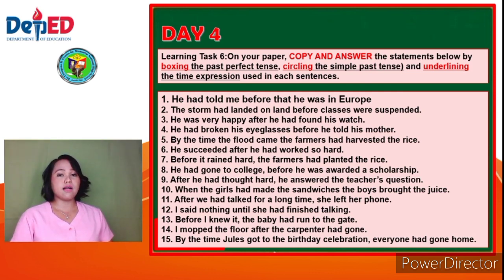8, he had gone to college before he was awarded a scholarship. 9, after he had thought hard, he answered the teacher's question. Number 10, when the girls had made the sandwiches, the boys brought the juice. 11, after we had talked for a long time, she left her phone. 12, I said nothing until she had finished talking. 13, before I knew it, the baby had run to the gate. Number 14, I mopped the floor after the carpenter had come. Number 15, by the time she got to the birthday celebration, everyone had gone home.